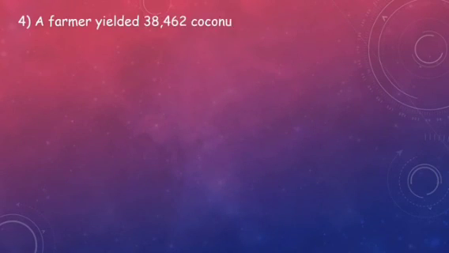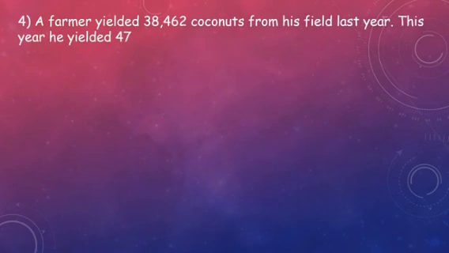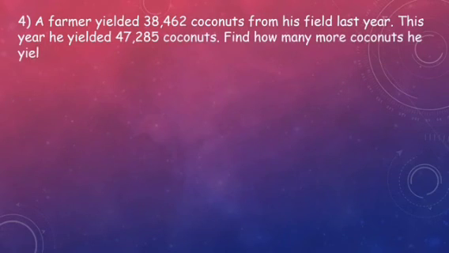Now moving on to fourth problem. A farmer yielded 38,462 coconuts from his field last year. This year he yielded 47,285 coconuts. Find how many more coconuts he yielded this year.